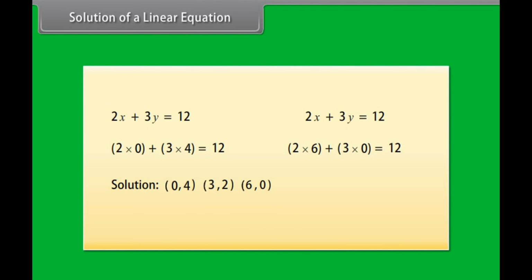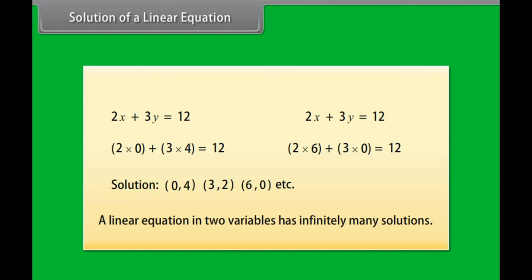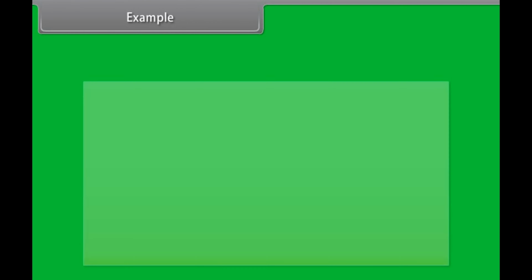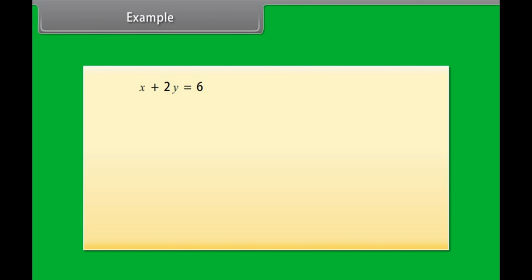Similarly, many other solutions can be taken from this single equation, and there is no end to different solutions of a linear equation in two variables. Therefore, we can say that a linear equation in two variables has infinitely many solutions. Example. Let's now find four different solutions for this equation.